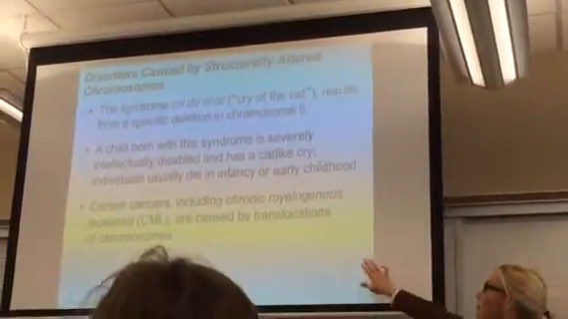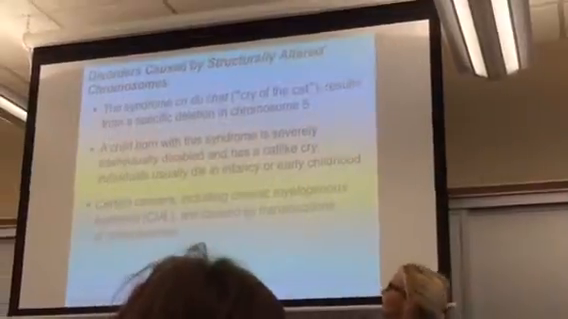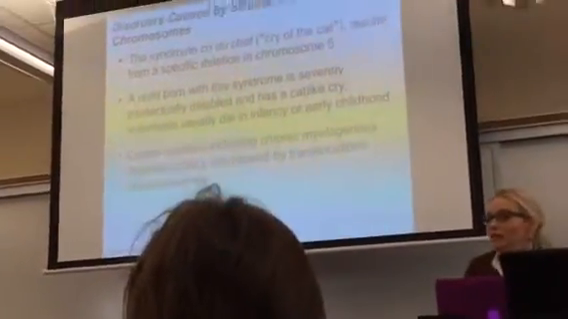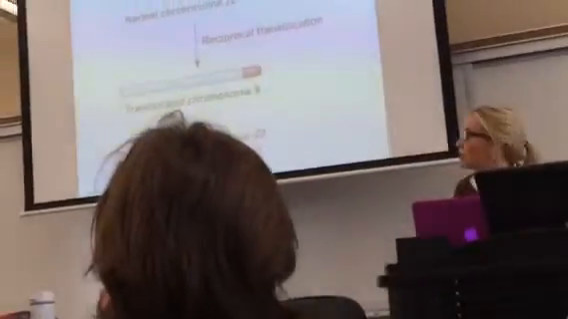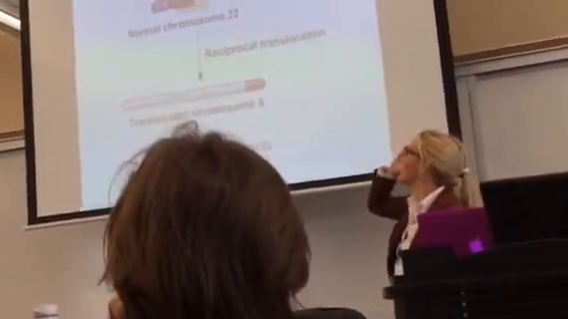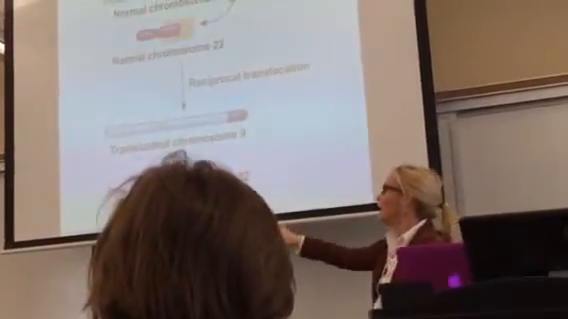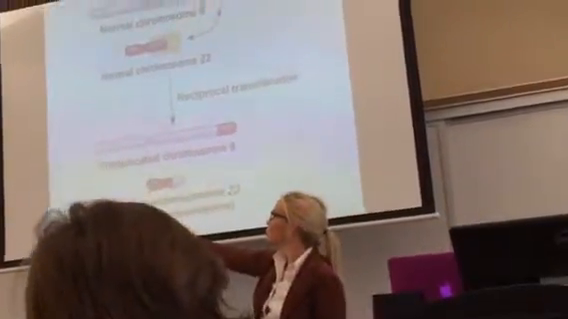And then there's also a certain cancer that's caused by translocation, so chronic myelogenous leukemia. So leukemia is a cancer of blood cells, and it is caused by this translocation. It's a translocation between chromosome 9 and chromosome 22, and this chromosome 22 is called the Philadelphia chromosome, so this is how it's diagnosed.